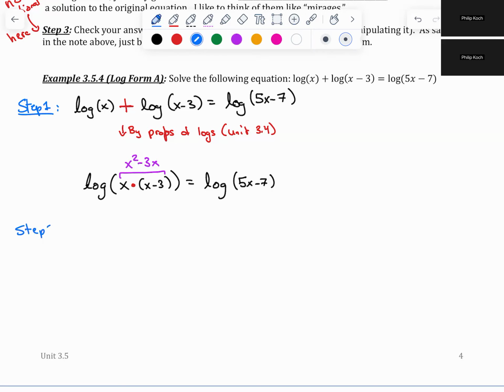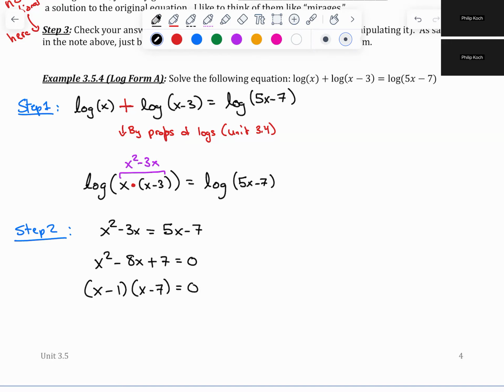Step 2, we set them equal to each other. We've got x squared minus 3x equals 5x minus 7. And we can solve that. That's a polynomial equation. We bring everything to one side, factor, set equal to 0. So subtract the 5x, add the 7. We get x squared minus 8x plus 7 is equal to 0. And that factors to x minus 1 times x minus 7 equals 0.